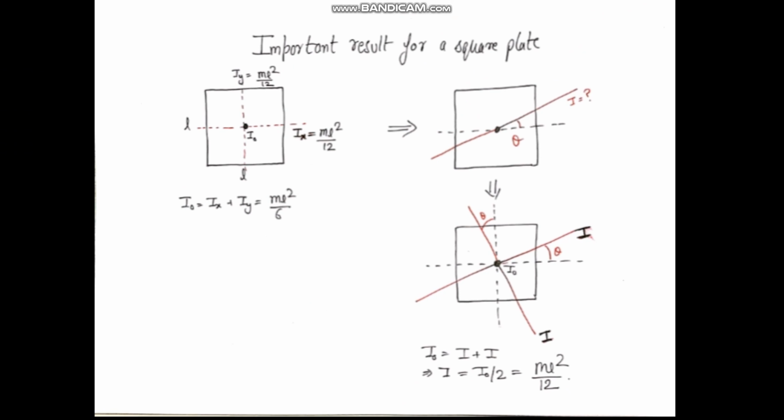Now in this part, basically what I want to tell you is, for a square plate, if you have any axis through its center lying in the plane of the plate, the moment of inertia is going to be ml square by 12. So that is a useful result. This is a very popular question usually asked in various examinations.